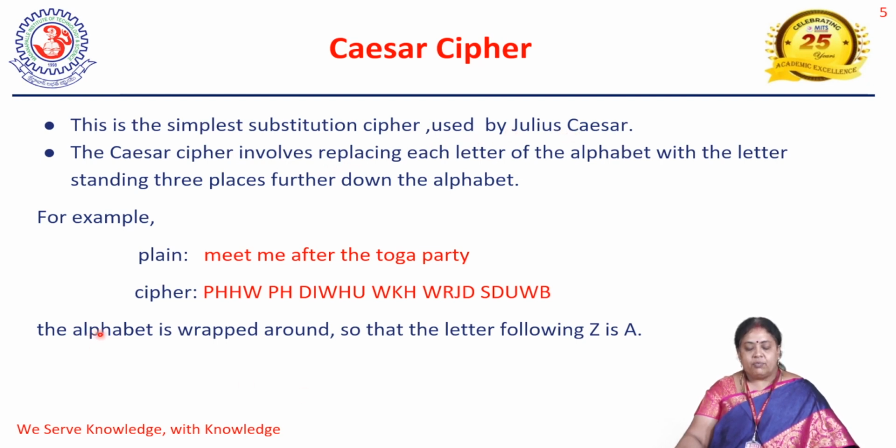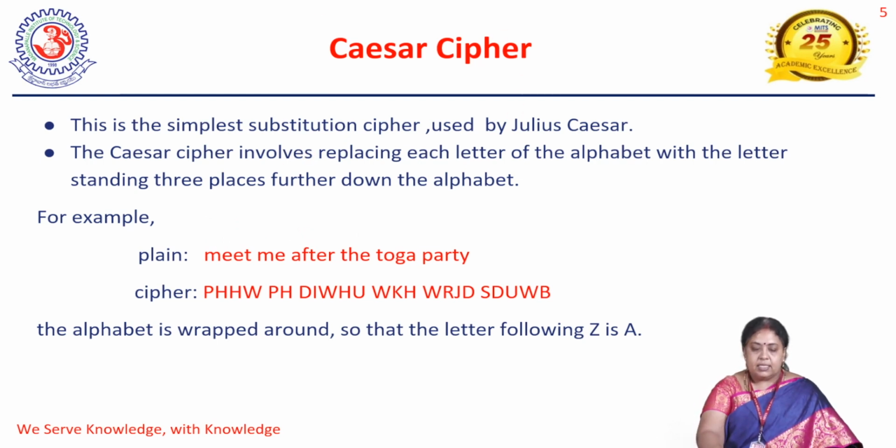Here one more thing we have to consider: the alphabet is wrapped around so that the letter following Z is A. For example, in the plain text we have the letter Z. After that Z we have to go two further. That is, we leave A, B, then we take C. That means Z is replaced with C, substituted by C. Like that we have to take. That is the simplest substitution technique, that we call the Caesar cipher.